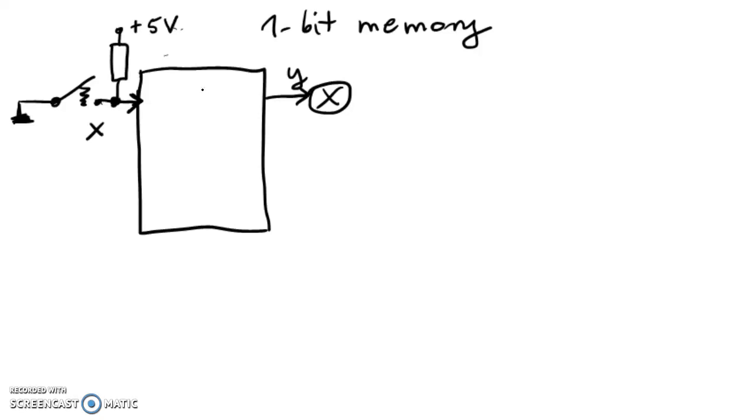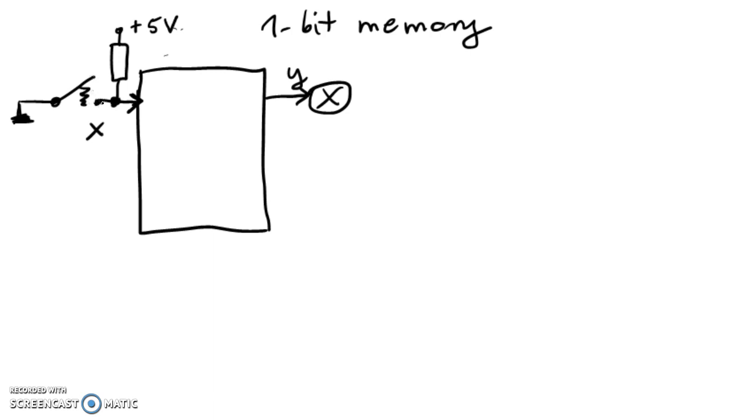Hi, in this mini lecture I will introduce 1-bit memory element using a practical example of a lift button. It is a push button installed in the lift. It is a monostable one. You have a spring under the button.